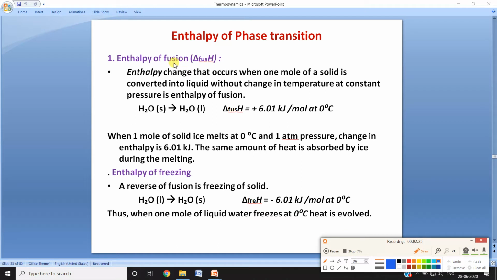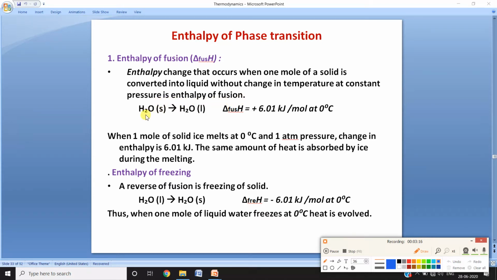Students, fusion means solid converts into liquid state, melting of solid into liquid state. Now what is enthalpy of fusion? The enthalpy change that occurs, or enthalpy required, when 1 mole of a solid is converted into liquid without change in temperature at constant pressure is called enthalpy of fusion.